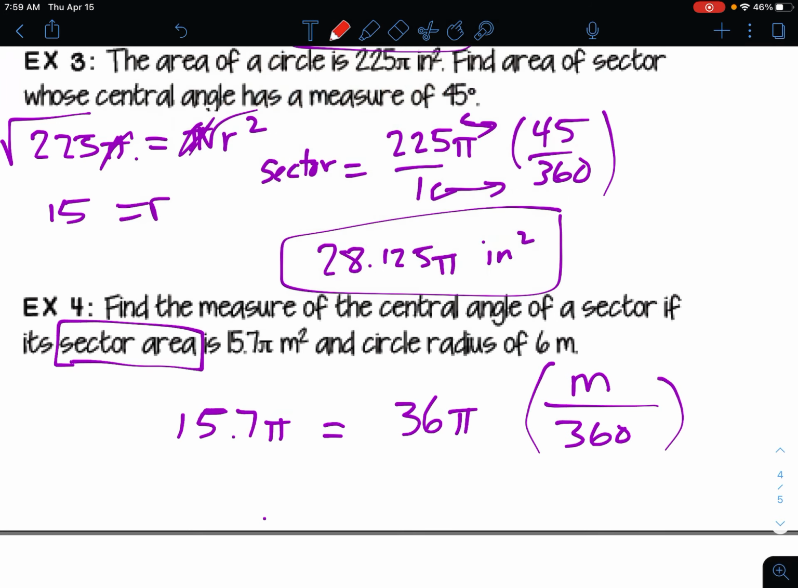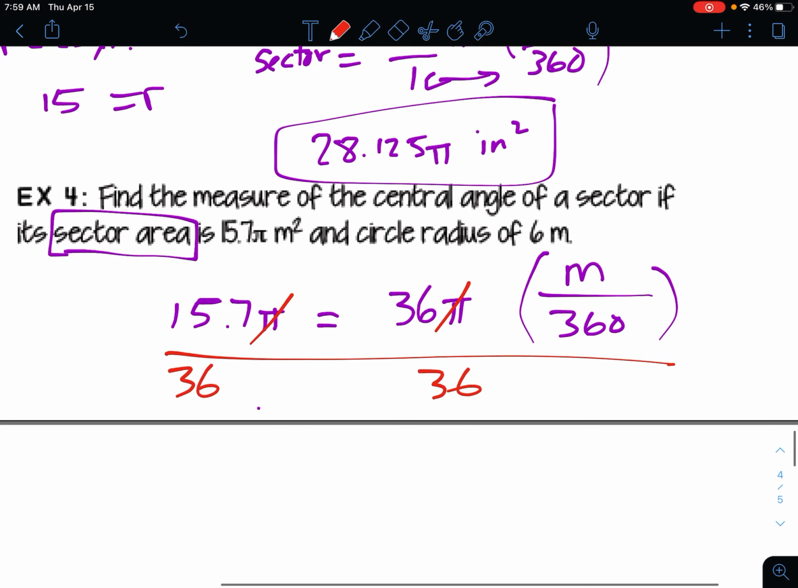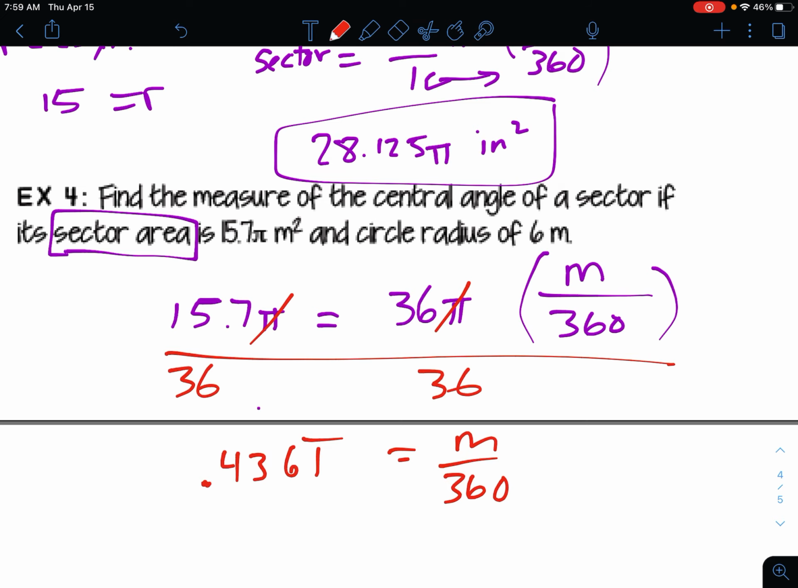All right, we're going to divide both sides by 36. That gives .4361 repeating equals m over 360. So again, we're going to multiply by 360. We get m is equal to 157 degrees.